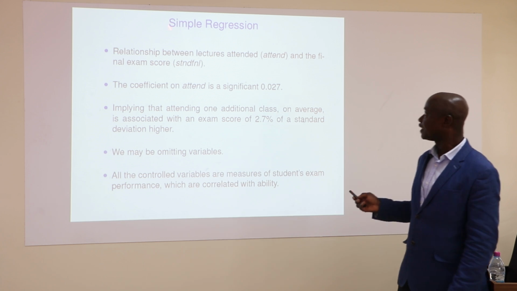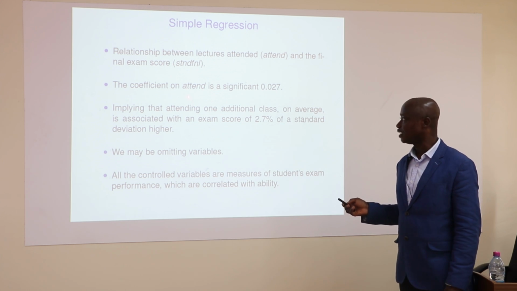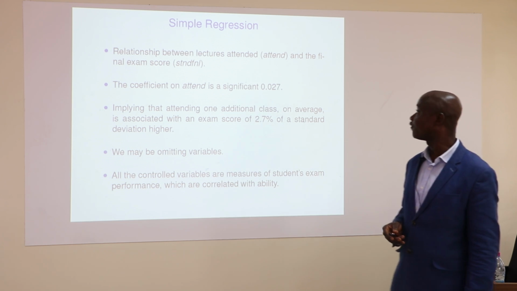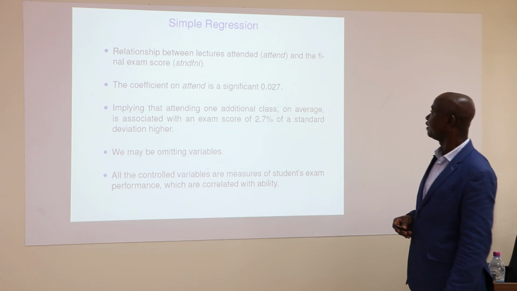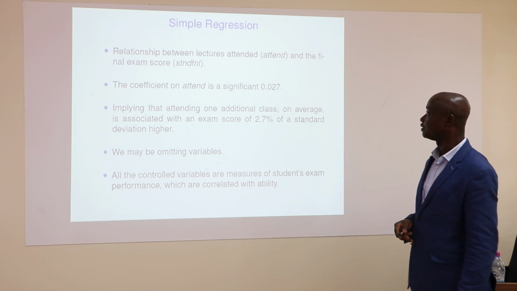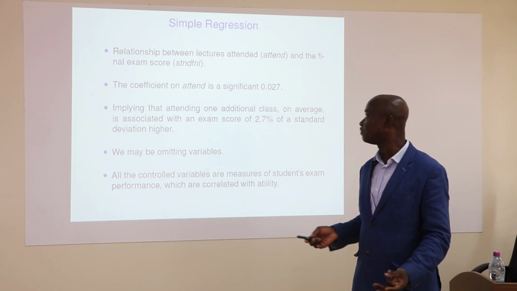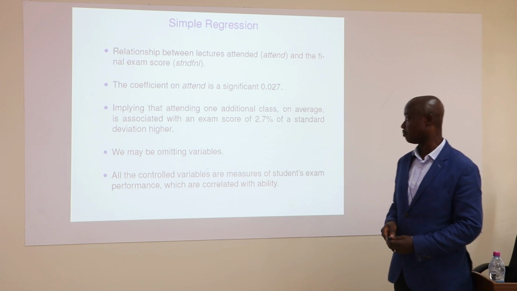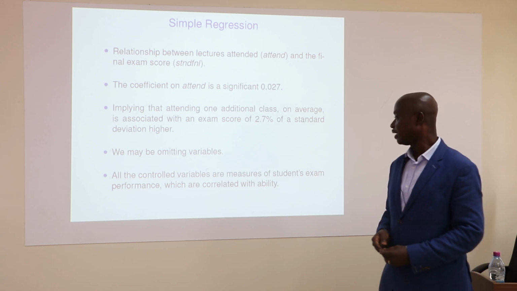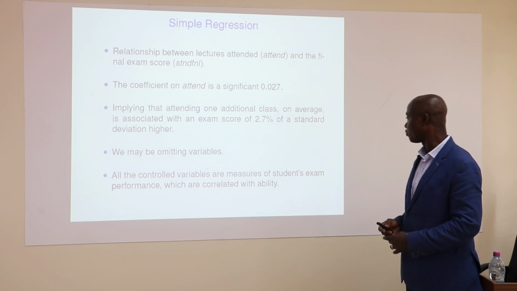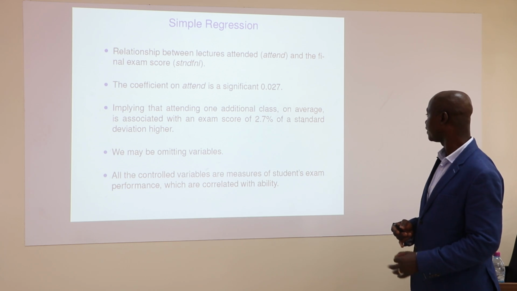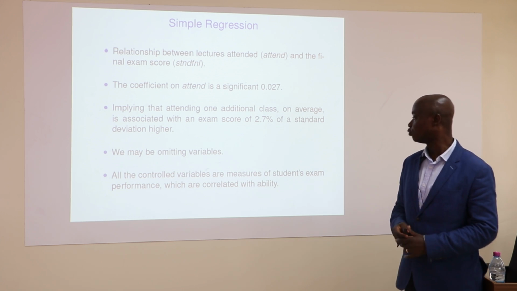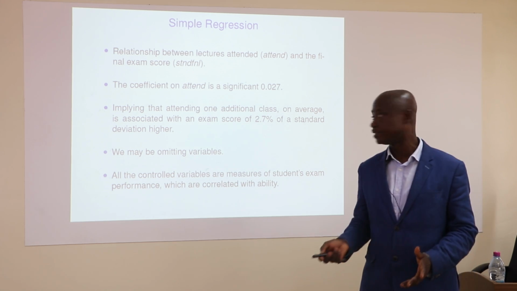If we estimate a simple regression like this, then we may be omitting certain variables that are likely to affect the number of lectures attended and also the final exam score. Examples of such variables may be the test language and parental income. Now if you look at our control variables, you can see that they are all measures of student exam performance, and they are likely to be associated with ability.